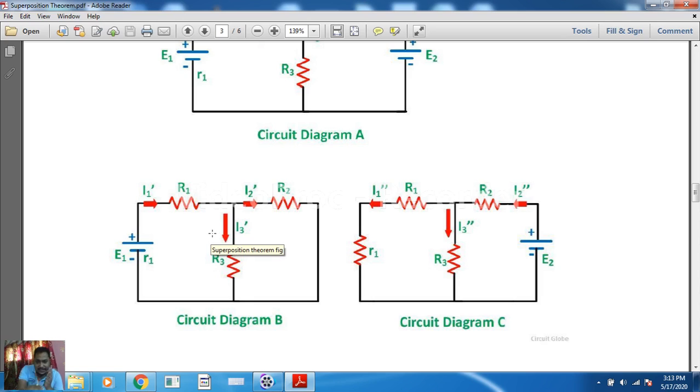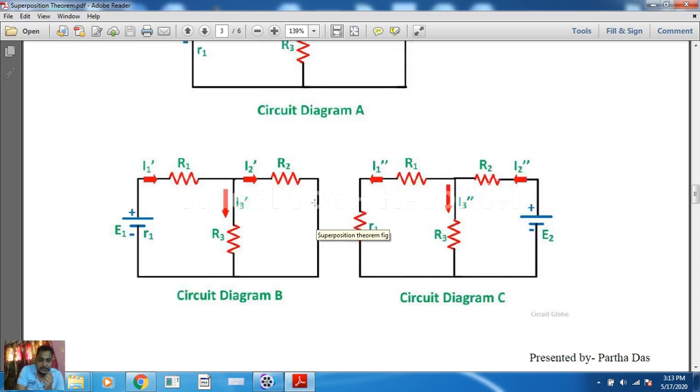So that's why you can see that E2 we are considering, and the internal resistance of E1 is there in the circuit diagram. And for that source we will again consider how much current and voltage is there in resistors R1, R2, and R3. So this way we are going to solve. We consider each source at a time, and for that particular source we find the current and voltage through each branch.